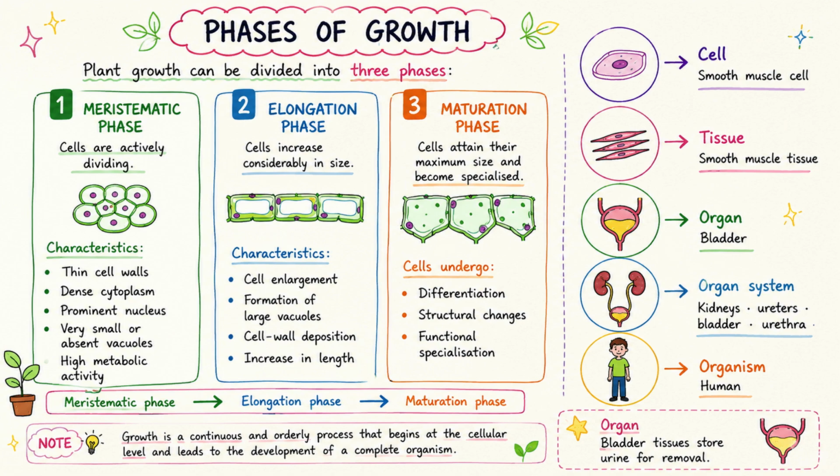So the complete sequence of plant growth can be remembered as meristematic phase followed by elongation phase followed by maturation phase. In simple words, first the cells divide, then the cells increase in size, and finally the cells become specialized. This is how plant growth takes place from newly formed cells to fully mature and specialized cells.